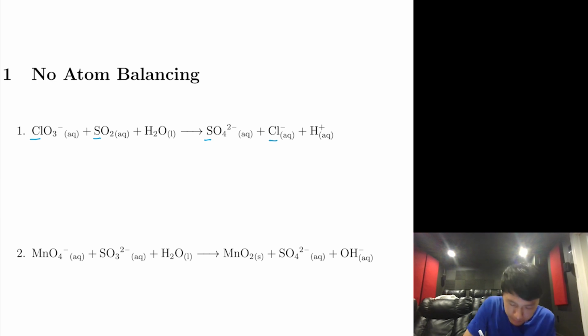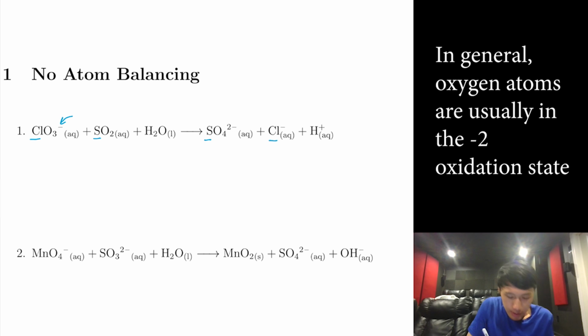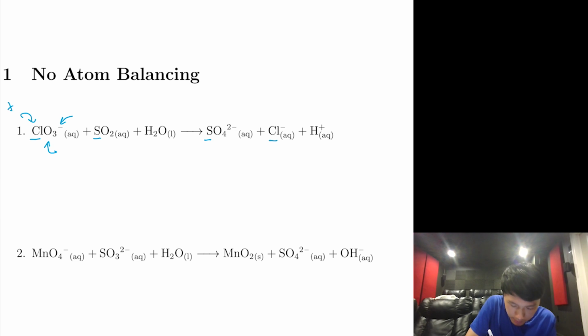So this overall chlorate ion is -1. And each of these three oxygens contributes -2. So that implies that this chlorine must be +5. This SO2 is neutral overall. Each of these O2s contributes -2. That means the sulfur must be +4 to cancel out with the two minuses and give a neutral species overall. We're going to ignore waters, H pluses, or hydroxides.